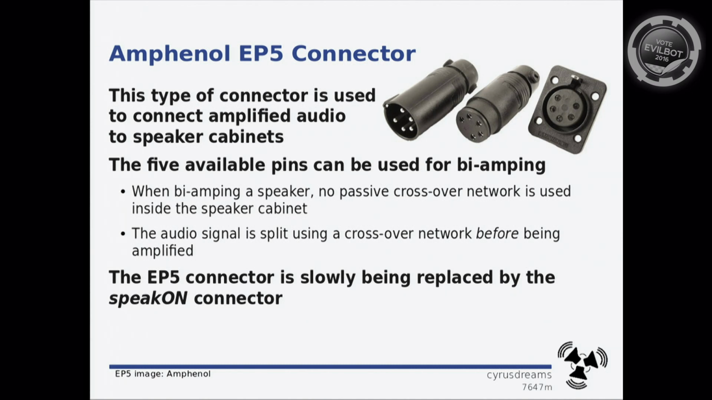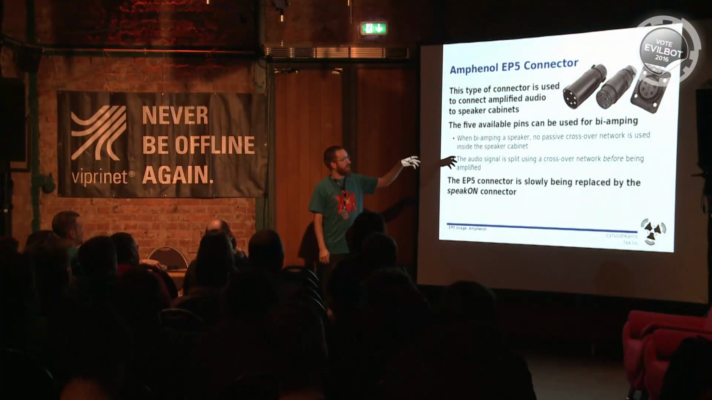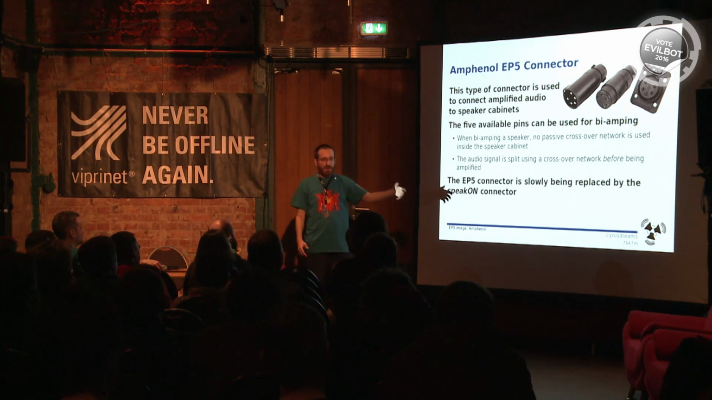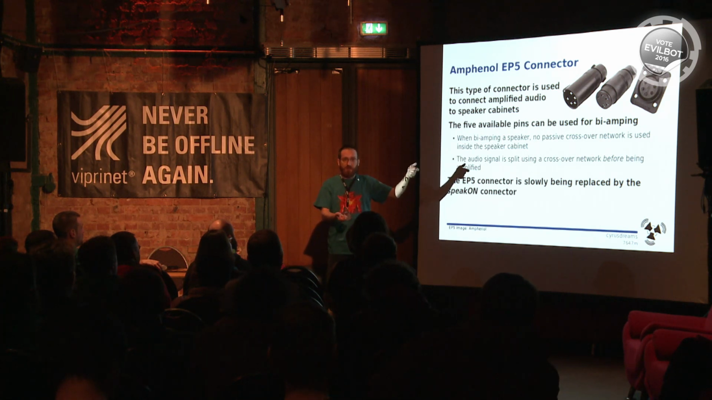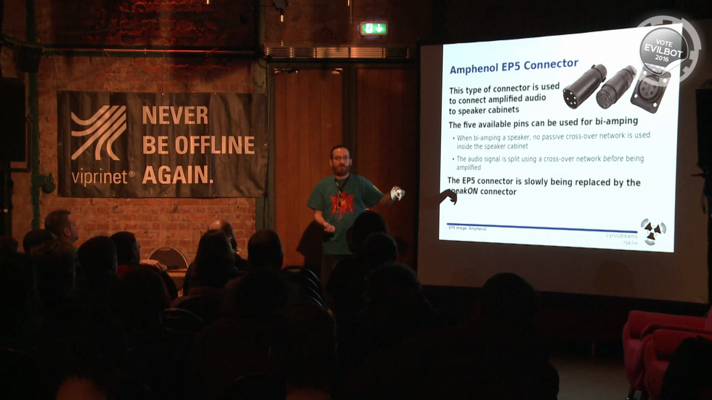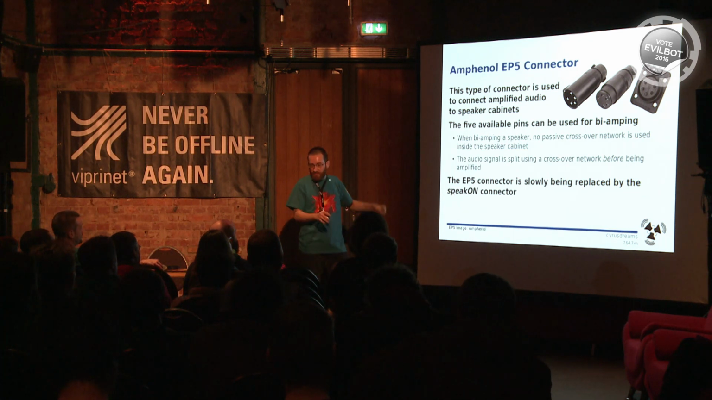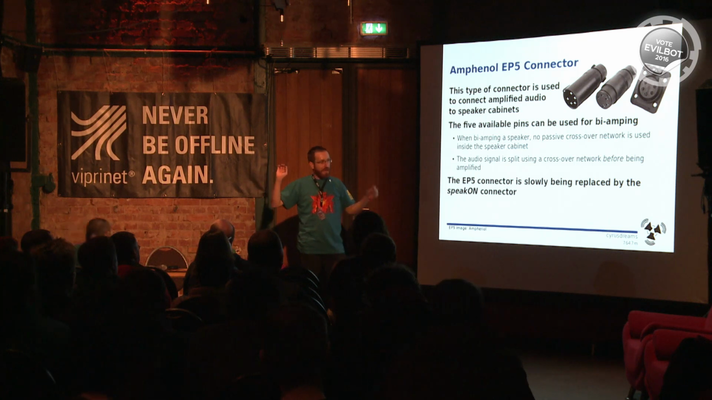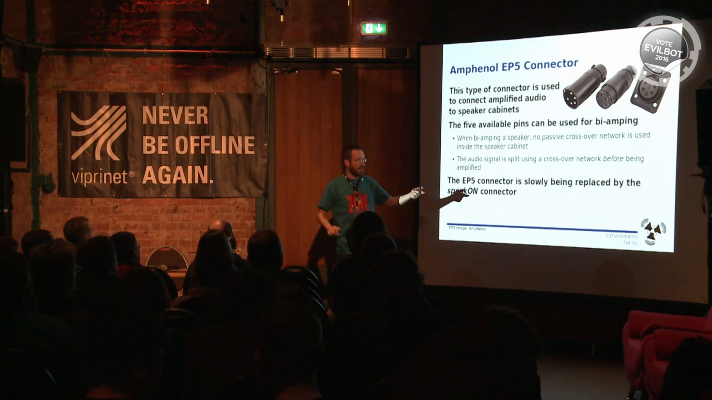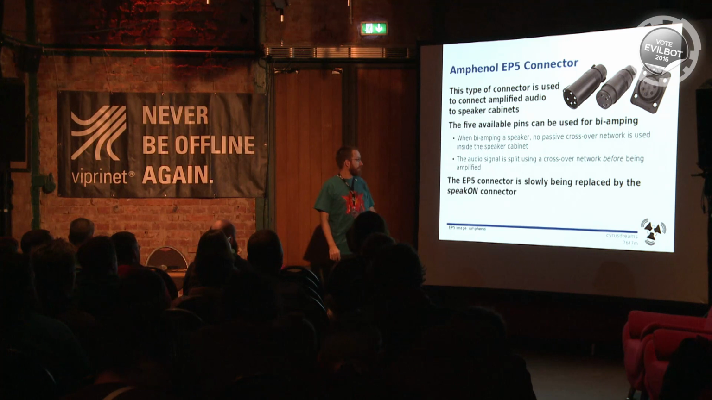With this 5-pin connection, you transmit amplified audio to your speakers, and you can do something like bi-amping. That means your tweeter and your bass speaker get supplied two separate amplified audio streams. You don't have a passive network inside a speaker. You have an active network before two sets of amplifiers that will amp the tweeter and the bass separately. You can do this with one cable then.